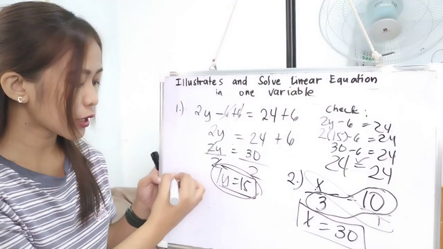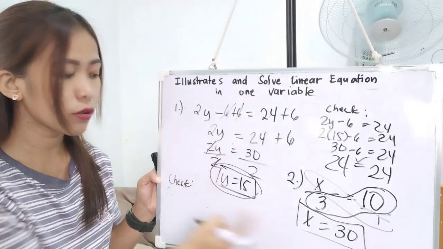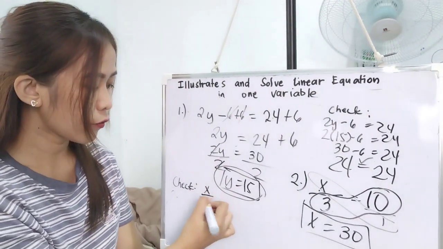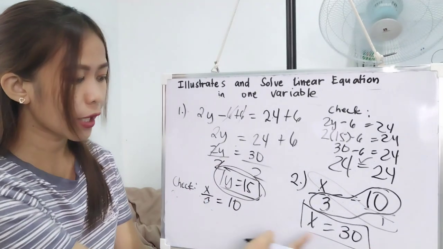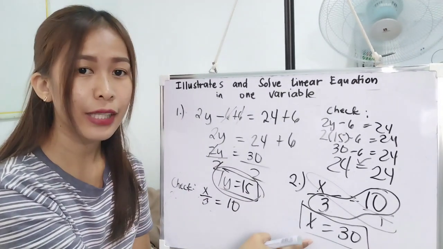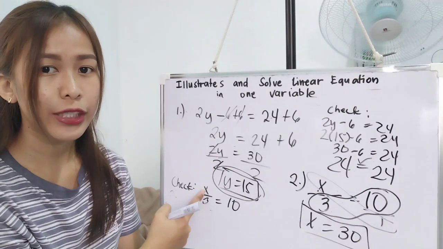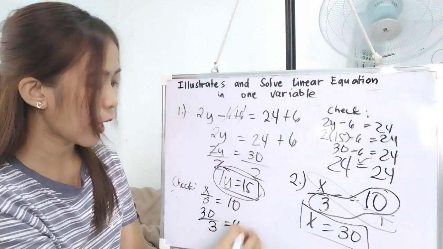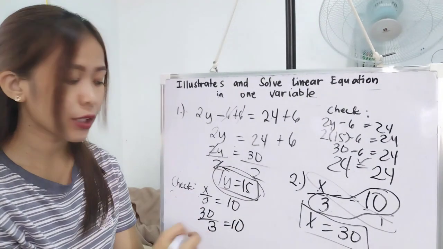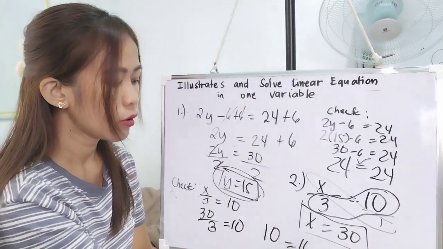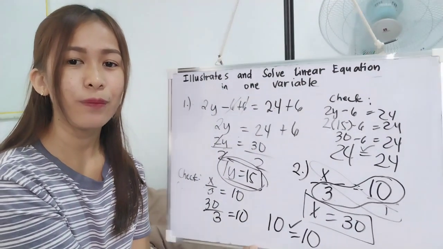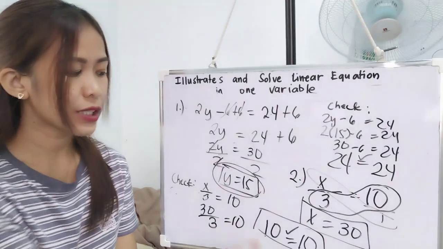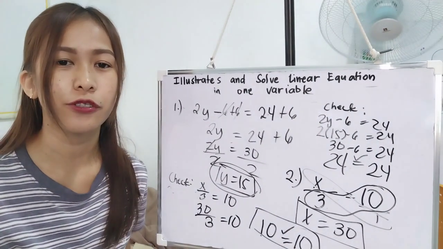Siyempre, kagaya nung sinabi ko kanina, we are just going to substitute the value of x to the equation. Dahil we have x over 3 is equal to 10. Siyempre, ano ba ang value ng x na nakuha natin? We have 30. So, substitute nyo yan dito sa x na nandito. So, 30 over 3 is equal to 10. And 30 divided by 3, that is 10, is equal to 10. So, ayan. Are they the same? Yes, they are. Therefore, nakuha natin yung correct solution, and that is x is equal to 30.